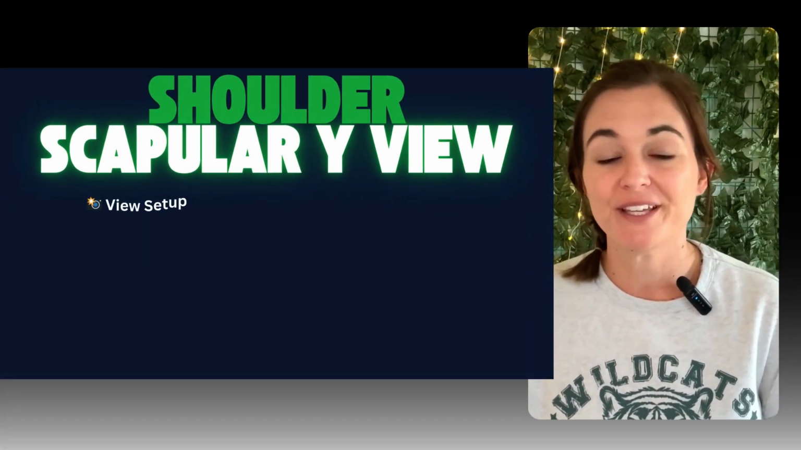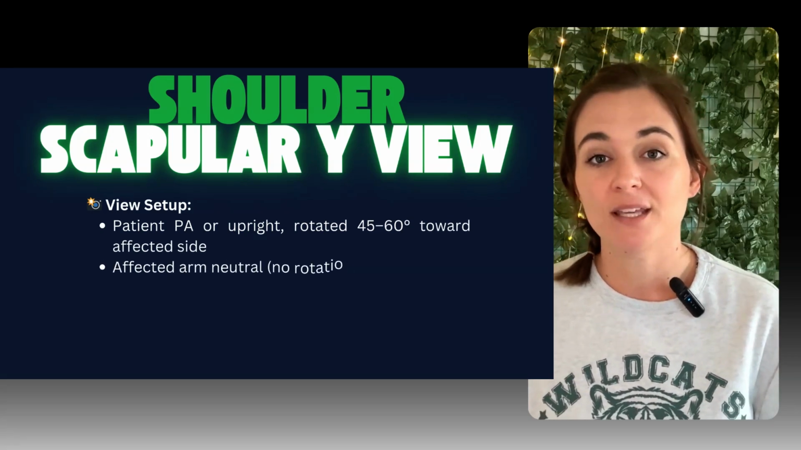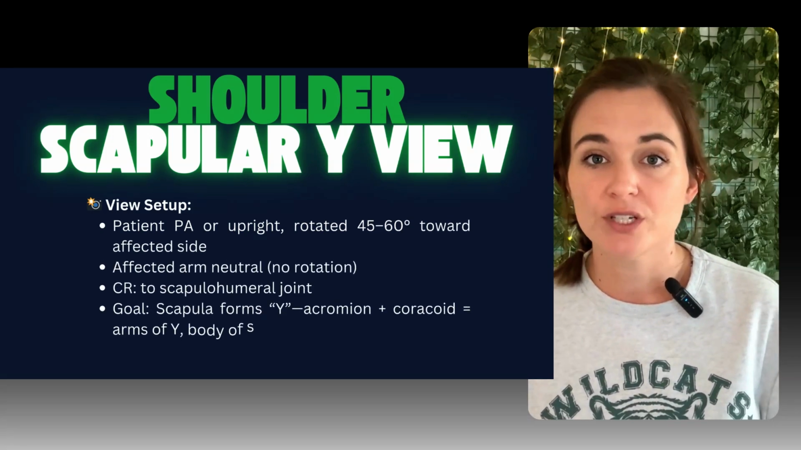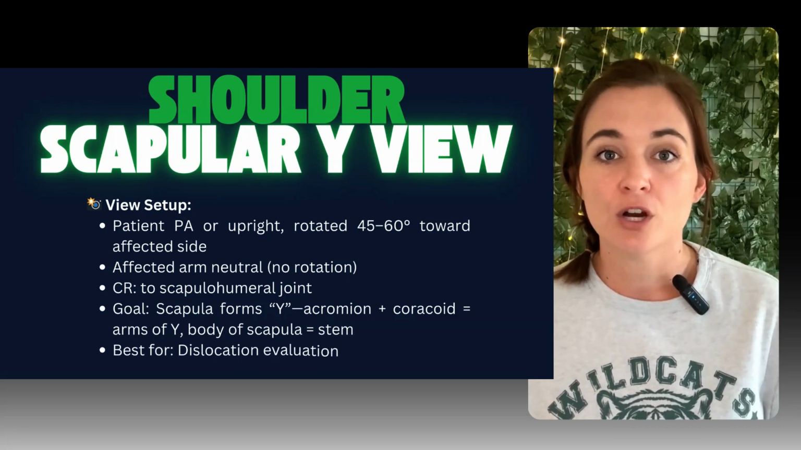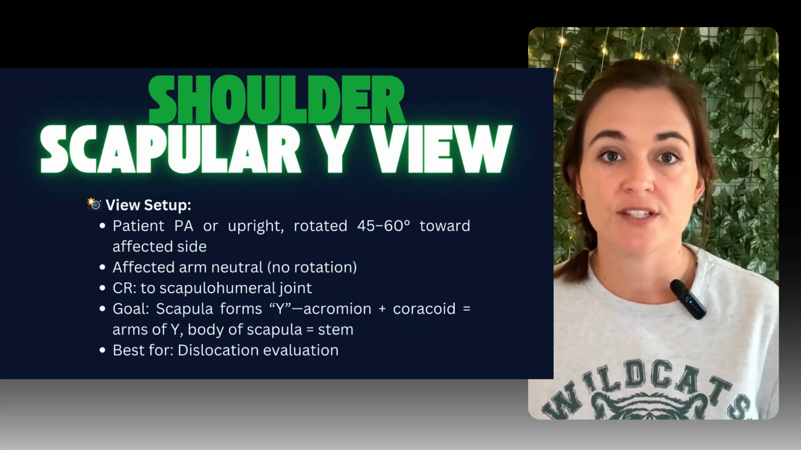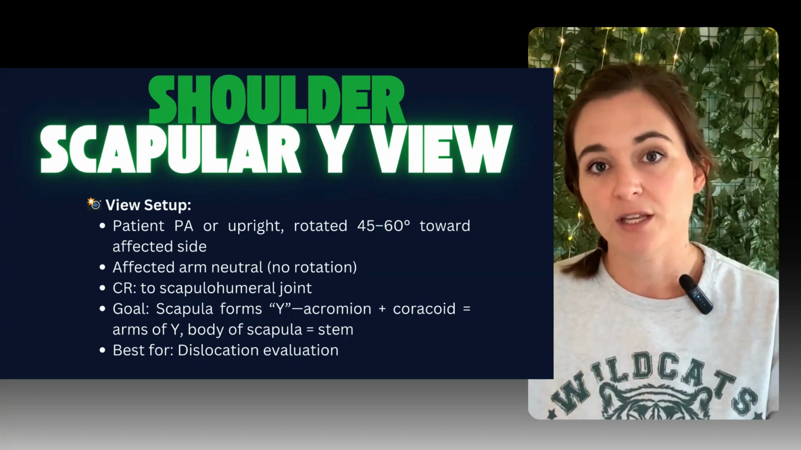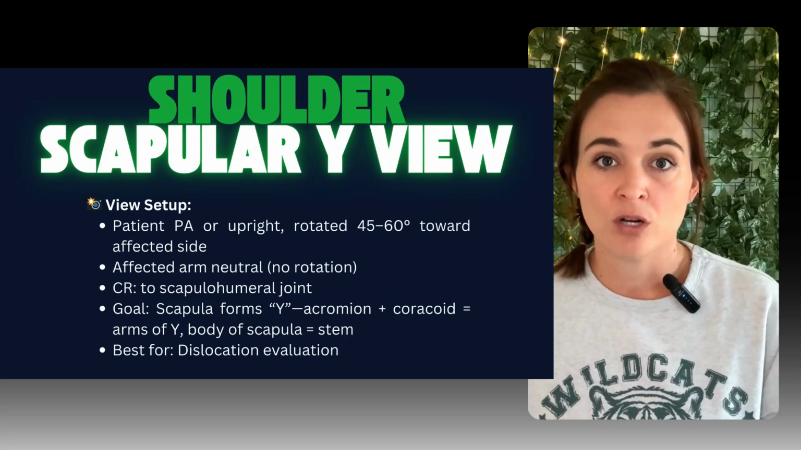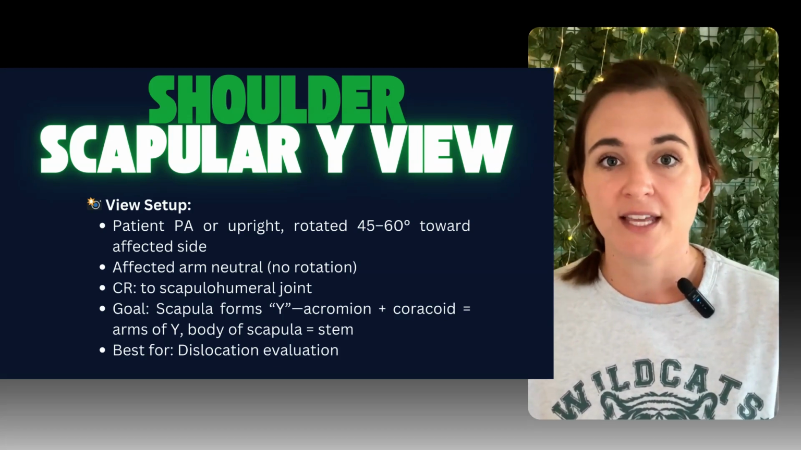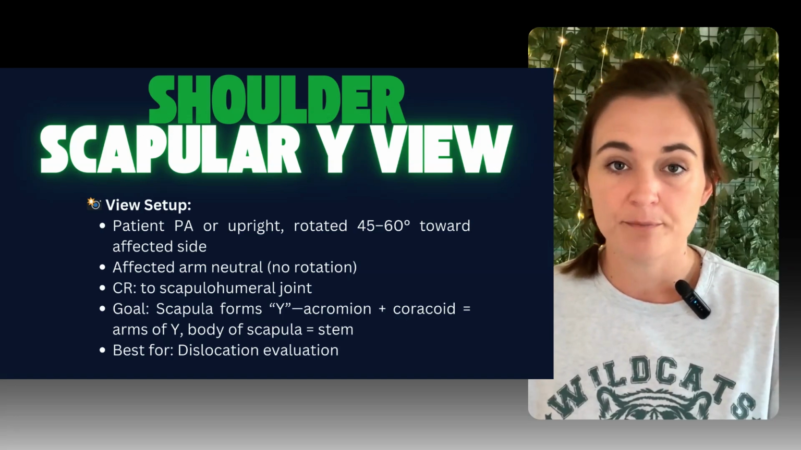All right, the trauma MVP, the scapular Y. Position the patient PA and rotate them 45 to 60 degrees towards the affected side. The arm stays neutral, there's no rotation, and the CR goes to the scapulohumeral joint. This view creates a Y shape. The acromion and coracoid are the arms of the Y, and the scapular body is the tail. The humeral head should be centered over the Y stem.